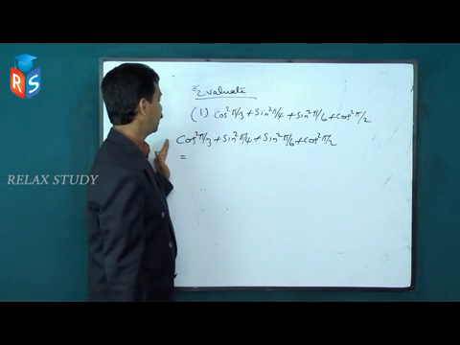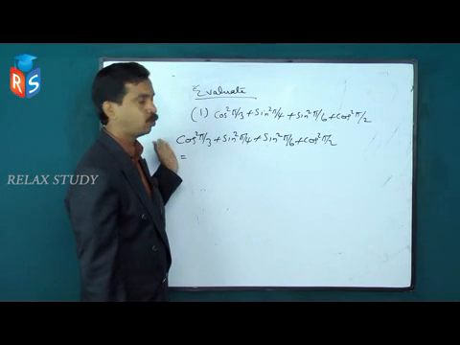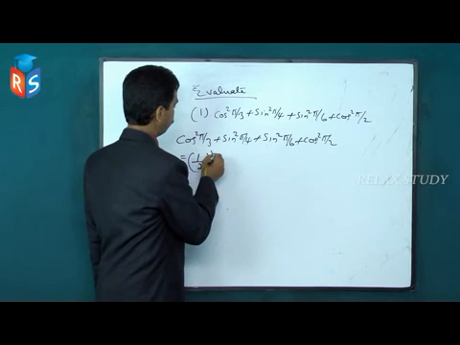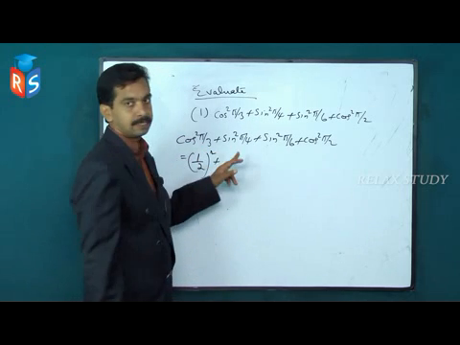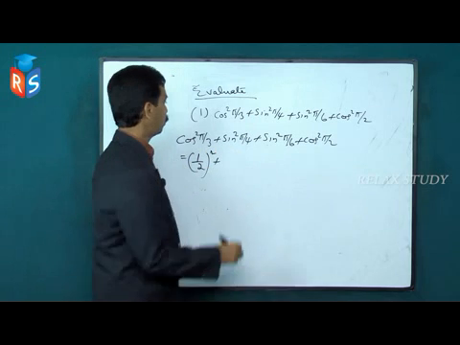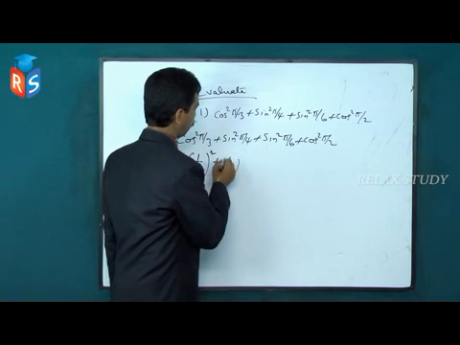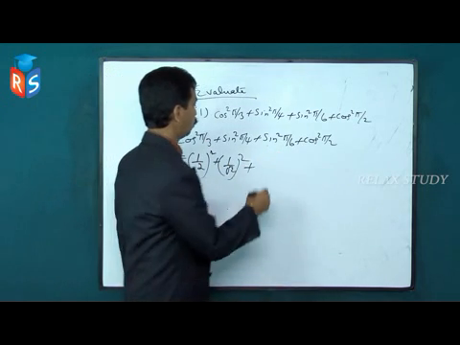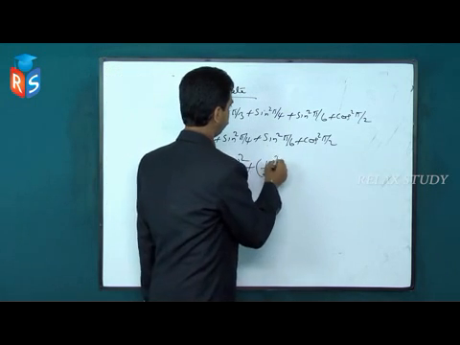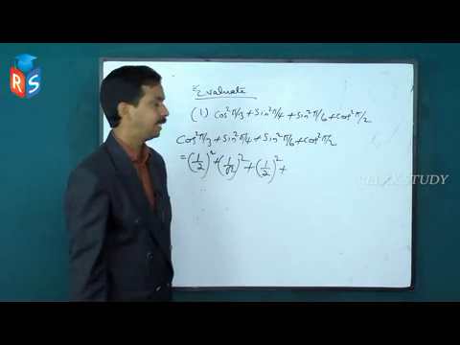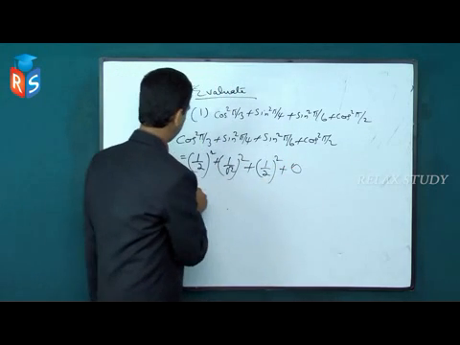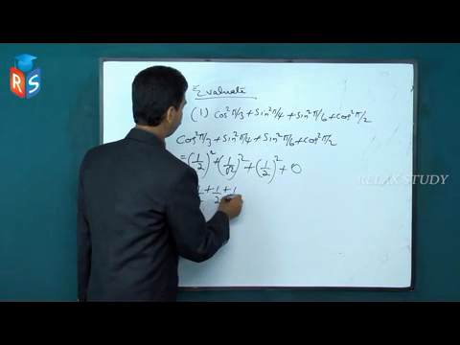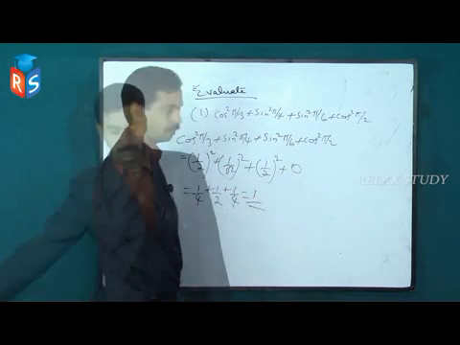We have studied cos 60 is 1 by 2. So cos square 60 is (1 by 2) square. Sin 45 is 1 by root 2. So it is (1 by root 2) square. Sin 30 is 1 by 2. So it is (1 by 2) square. And cos 90 is 0. So the answer is 1 by 4 plus 1 by 2 plus 1 by 4. The answer is 1.